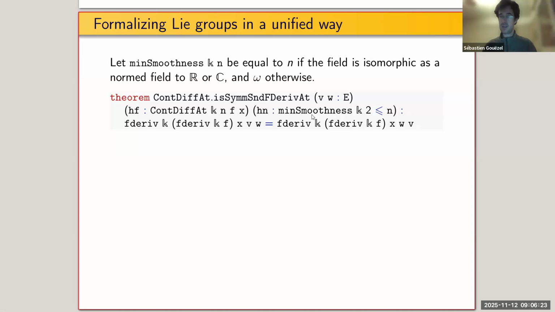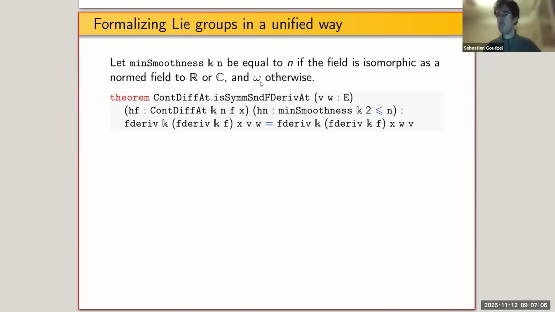I formalized in Lean the two statements: that over the reals, C2 maps have a symmetric second derivative, and over any field, analytic maps have symmetric second derivatives. And so you can put these two together to get a statement in terms of a minimal smoothness that will depend on the field. I want to define a function min smoothness of K n, which will be equal to n if the field is R or C. And if the field is not R or C, I want this min smoothness to be omega.